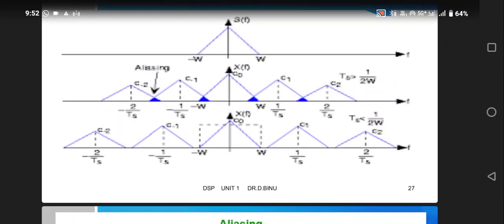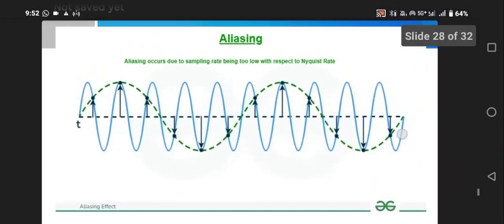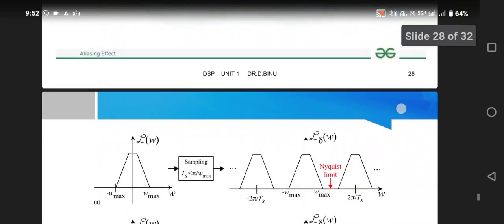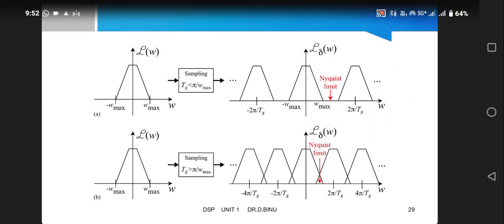The aliasing effect is represented as well. Aliasing occurs due to sampling with respect to the signal. This diagram is also representing undersampling and oversampling.